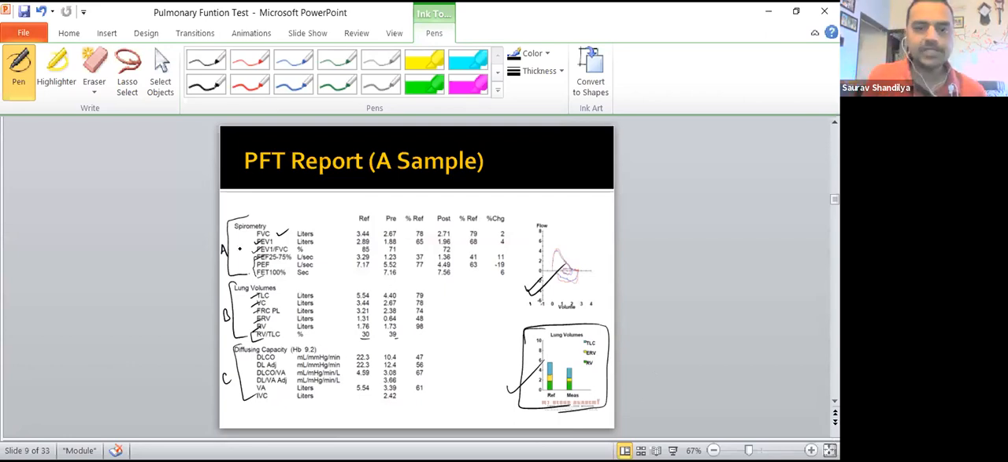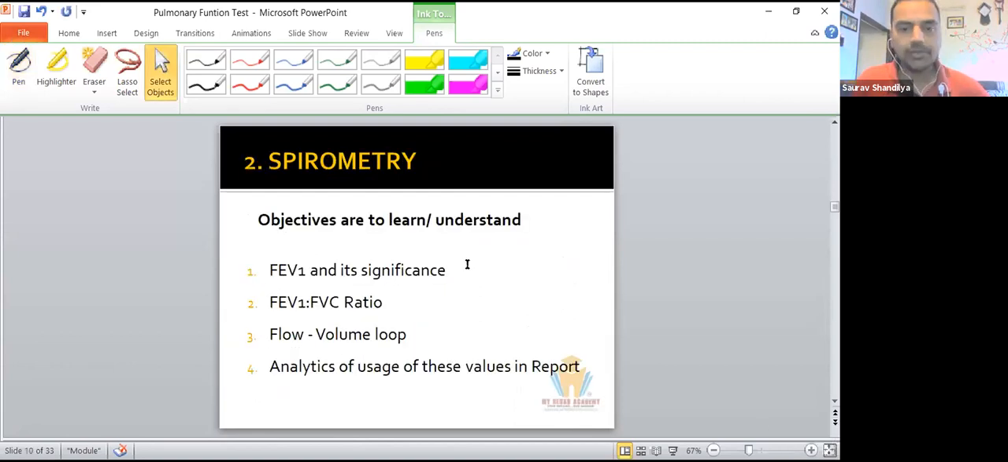So these are normal samples. You have spirometry, lung volumes, diffusing capacity, and the flow volume loop. These are the four major parts you find here. Now, spirometry. Here, your objective must be to learn about FEV1 and its significance, of course the FEV1 to FVC ratio, the flow volume loop, and the analysis and uses of these values that you find in the report.